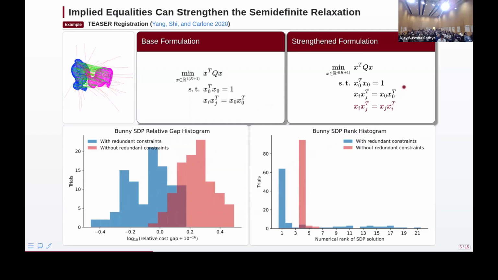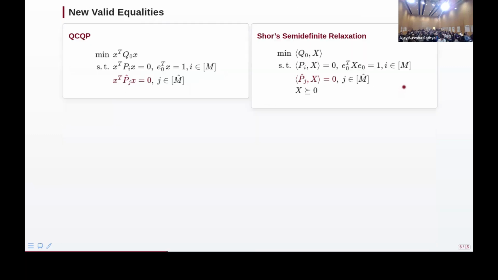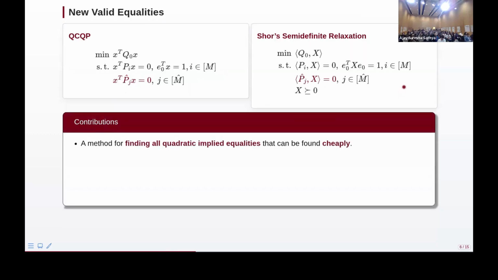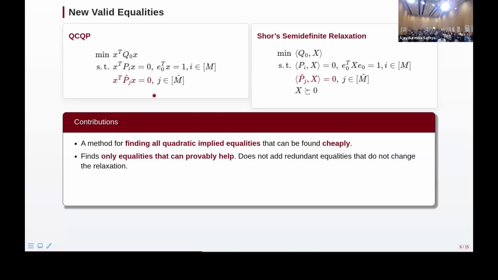Now, finding these redundant constraints has typically been done manually, and it constitutes a very important part of the contribution of many papers. In this work, we give a method for finding all of the possible redundant quadratic equalities you could add to the semi-definite program, and we find only the ones we can find cheaply. Perhaps more importantly, we only add those equalities that can provably tighten the short semi-definite relaxation. There are a lot of things you could add to the program on the left that will not help, and there are a few that are going to be very, very powerful.